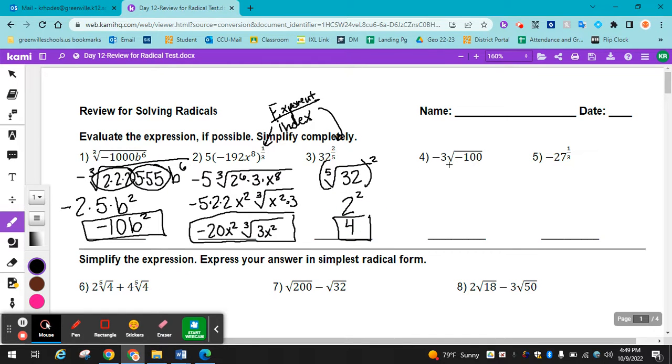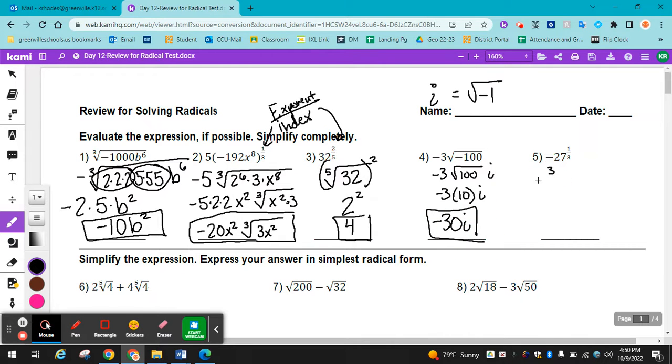Okay. The square root of a negative number, that is the definition of imaginary. The square root of negative 1 is i. So I'm going to go ahead and take that negative out and make it i. And then we know the square root of 100 is 10, because 10 times 10 gives me 100. So the square root goes away. That's negative 30i.